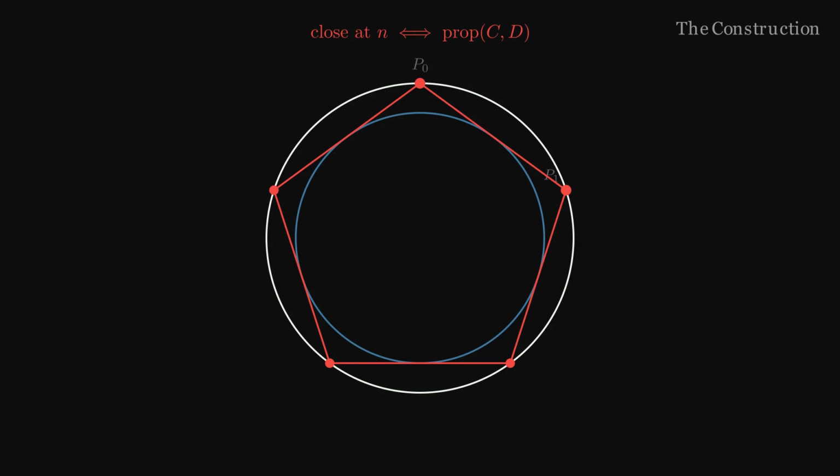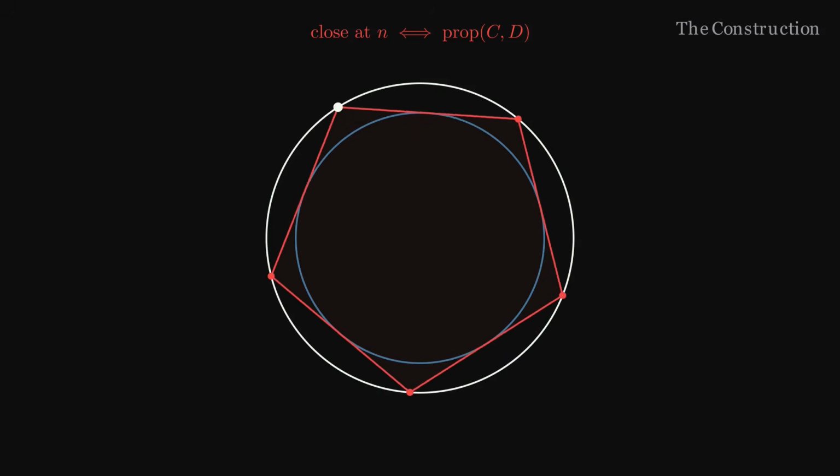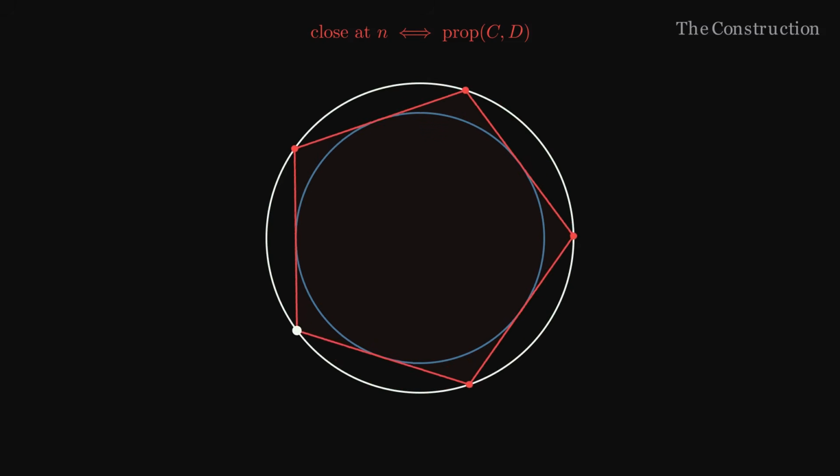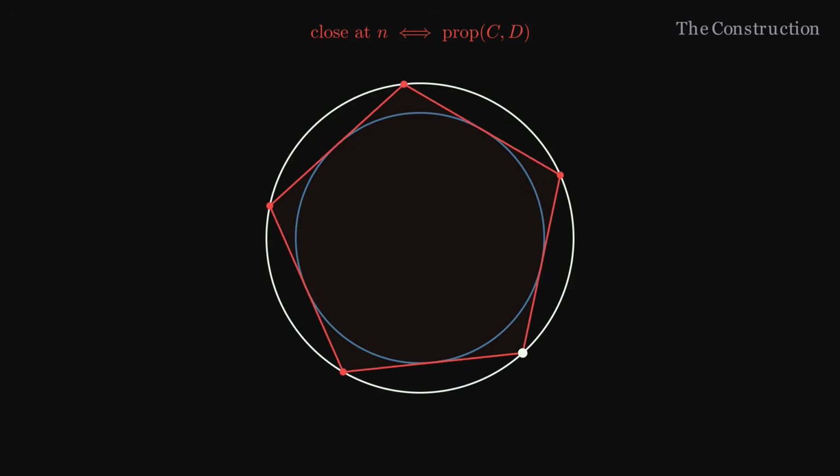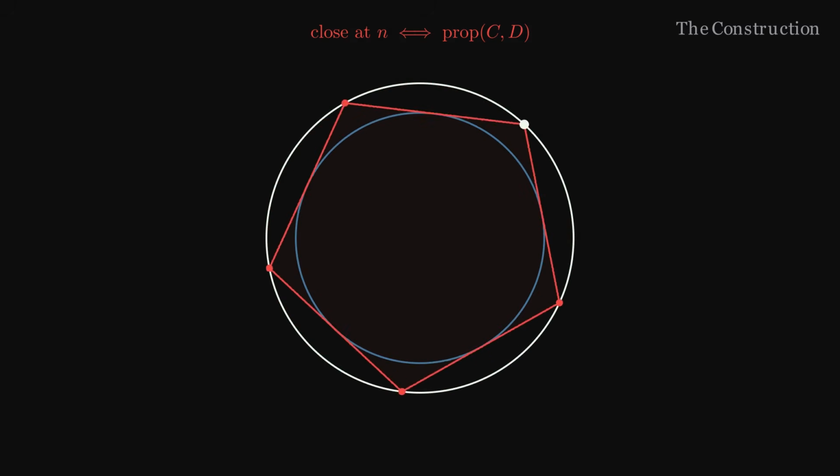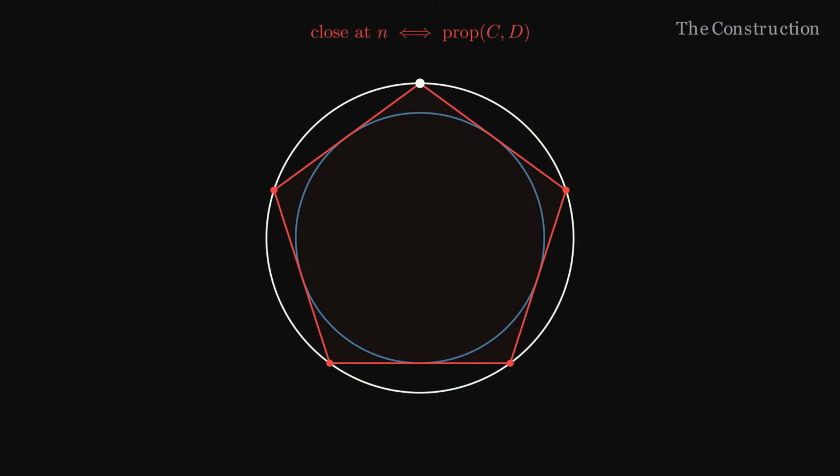And when it does close, something beautiful happens. You get a whole infinite family of polygons, one for every starting point, each one a different shape, all inscribed in the outer conic, all tangent to the inner one. They live together, in perfect synchronized motion. So this is what we want to explain. Why is closure locked to the pair of curves themselves, and not to where you start? That's the mystery. Let's start with the simplest case where we can actually compute the answer.